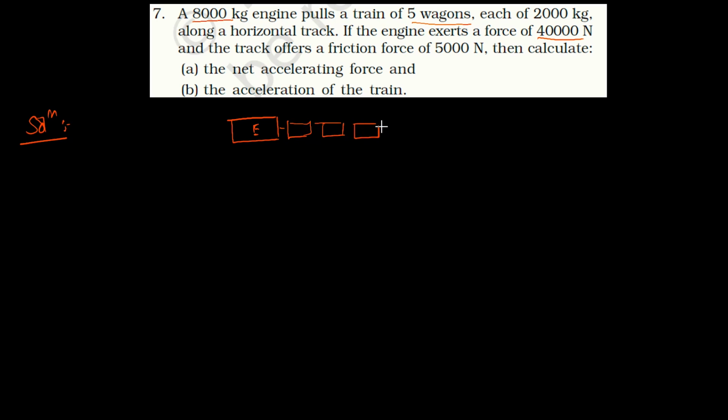2, 3, 4, and 5. Consider this is a train linked like that. This engine has a mass of how much? 8,000 kg. And all these wagons have a mass of 2,000 kg each. So what is the total mass of the train?